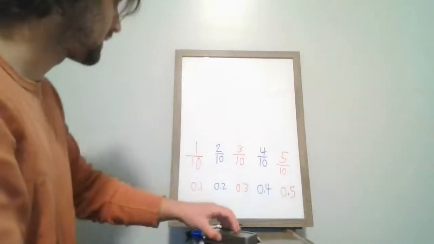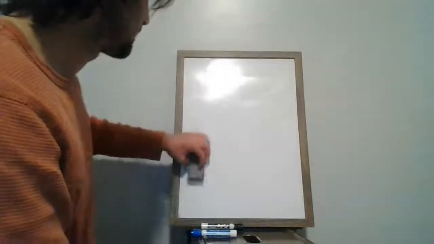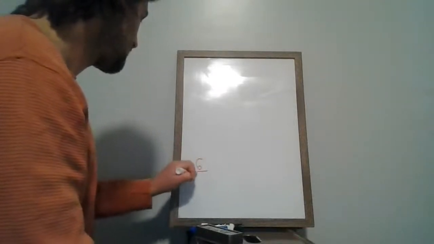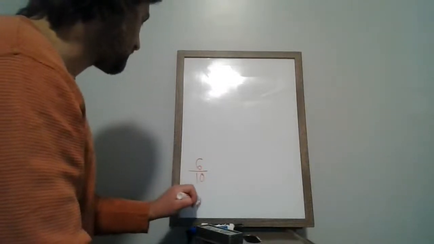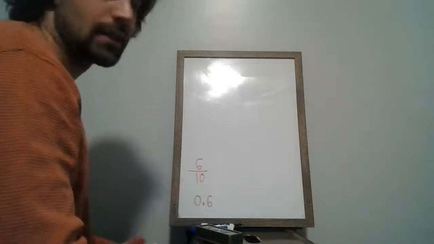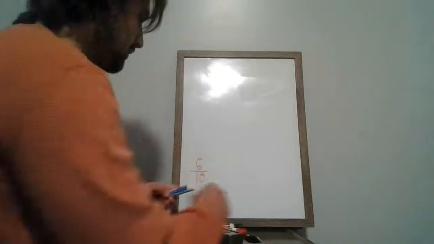I'm going to keep going with it. So here we go. 6/10. That's 6/10 as a fraction. I think you guys understand the pattern now, but for those who don't, we'll keep going. This is 6/10 as a decimal. I like changing color, it's fun.